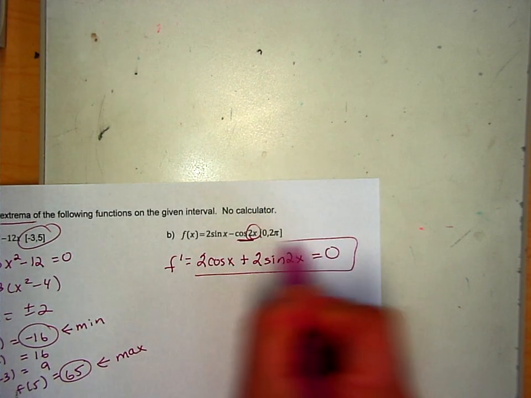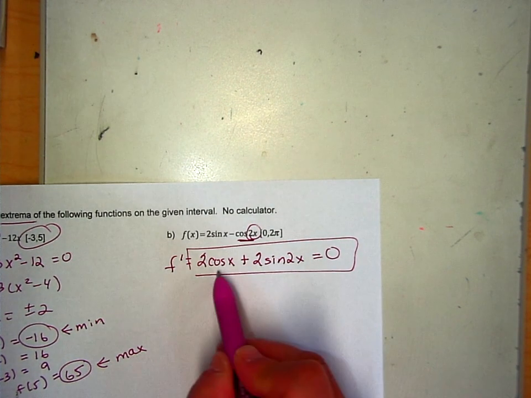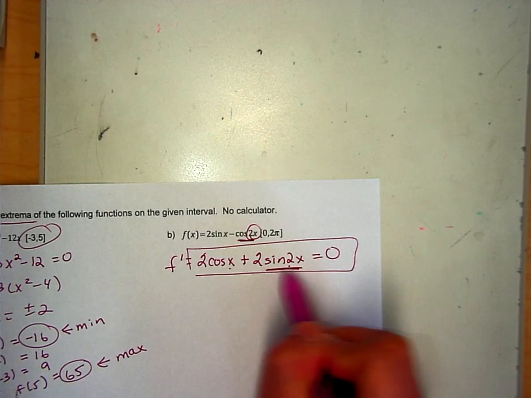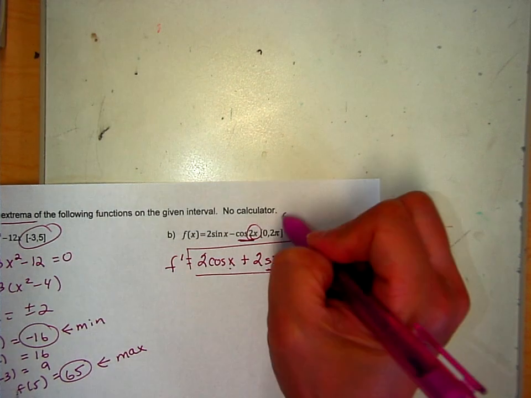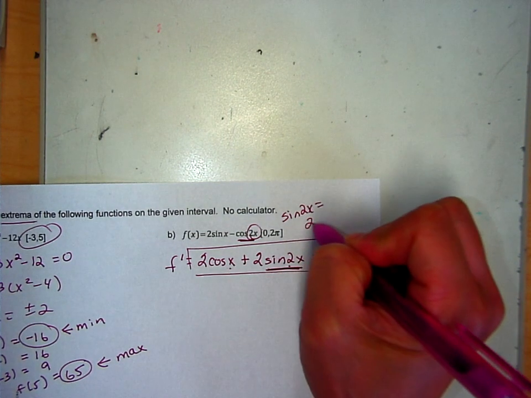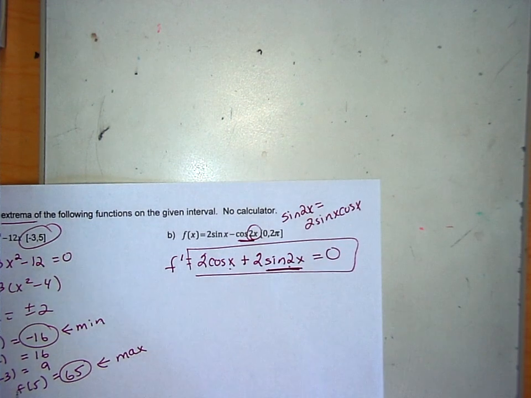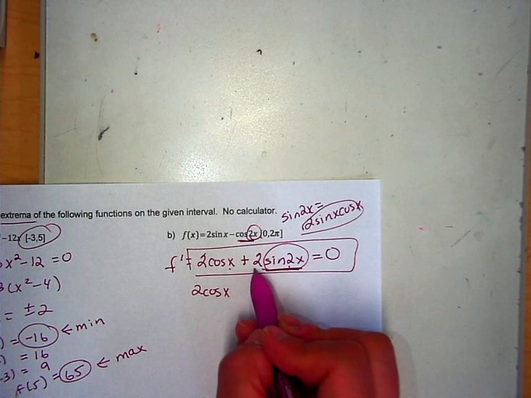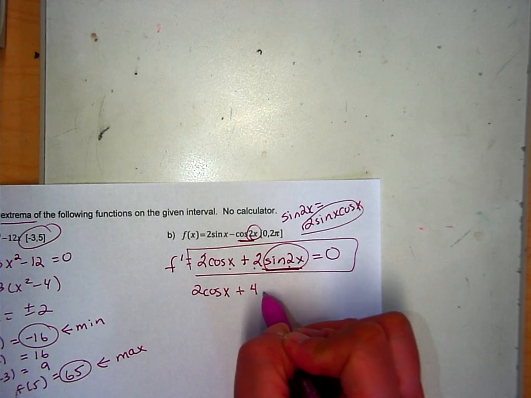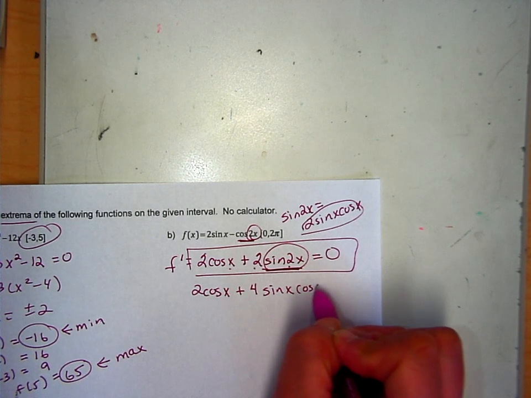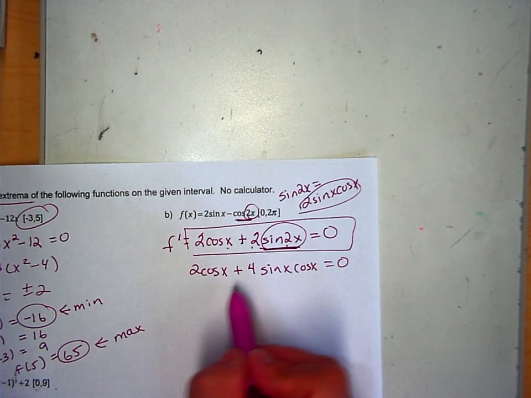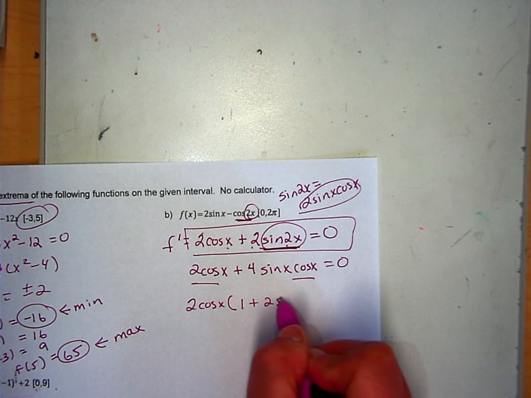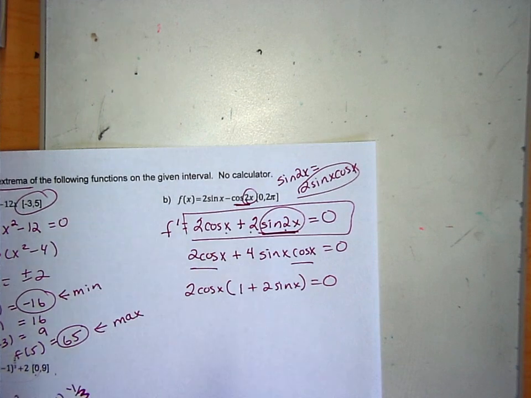Now, in order to solve this trig equation, I can't solve this because the angle here is x, the angle here is 2x. You will need to use an identity here. If you remember, sine of 2x is really 2 sine of x cosine of x. So this is going to stay. If I replace this with this, there's a 2 already there, so this is going to become 4 sine of x cosine of x. Now I can factor it. I see there is a 2 cosine of x that I can factor out.